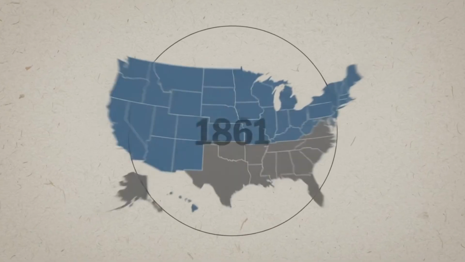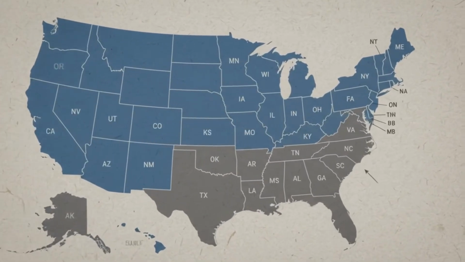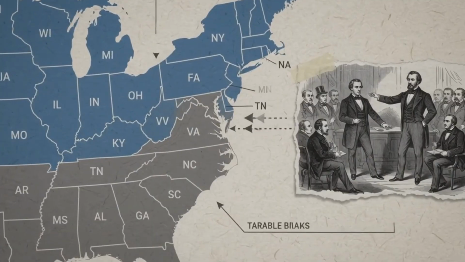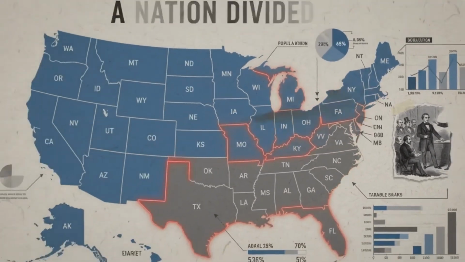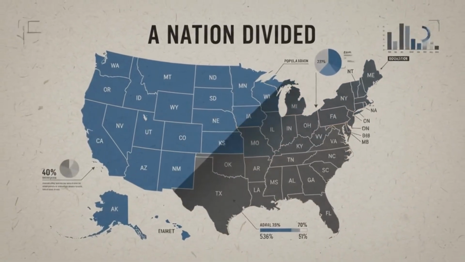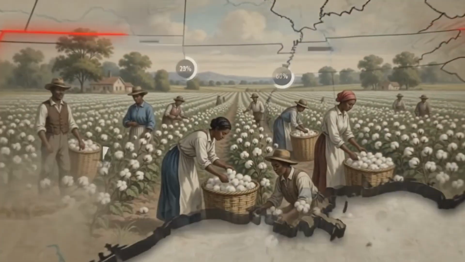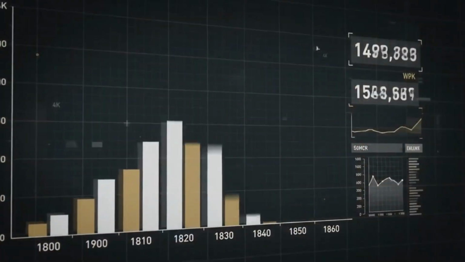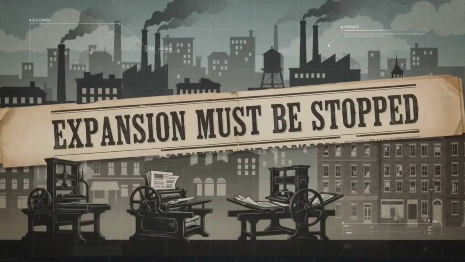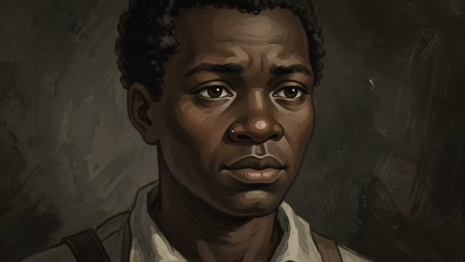In 1861, the United States stood on the edge of collapse. Political tensions, slavery, and states' rights had pushed the nation toward an unavoidable conflict. Slavery had become the nation's greatest divide. While the Southern economy depended on enslaved labor, many Northerners demanded its expansion be stopped.